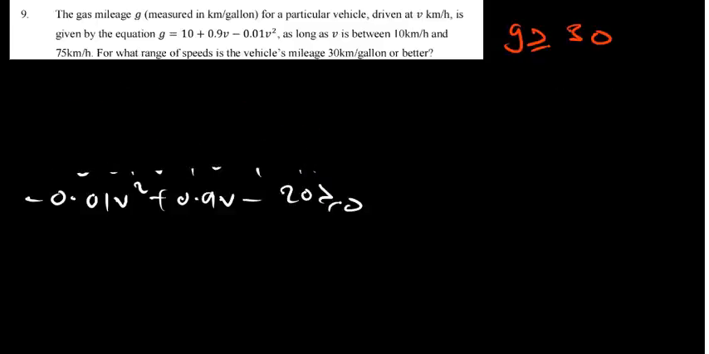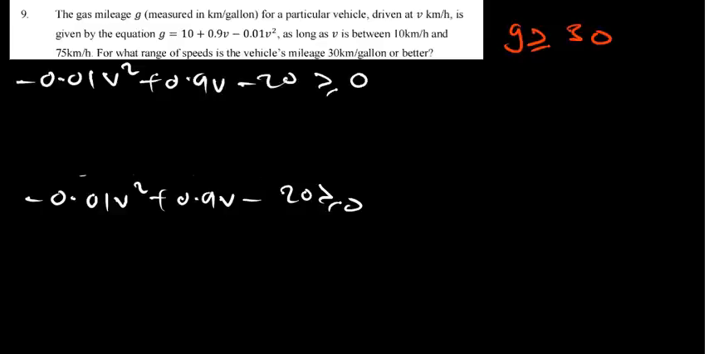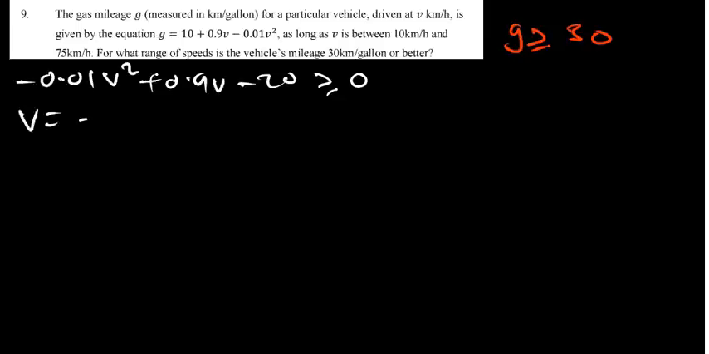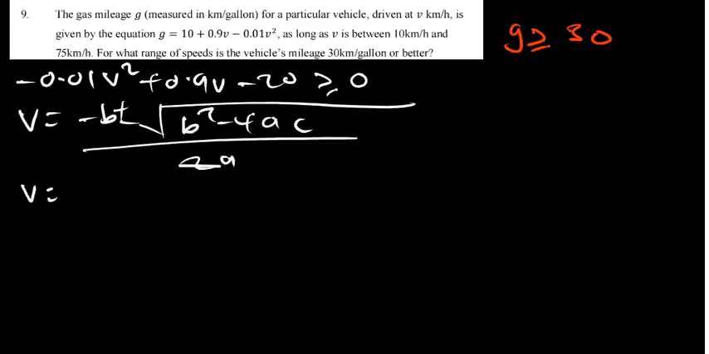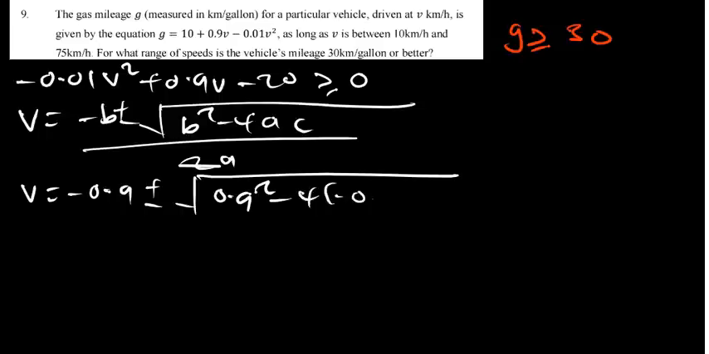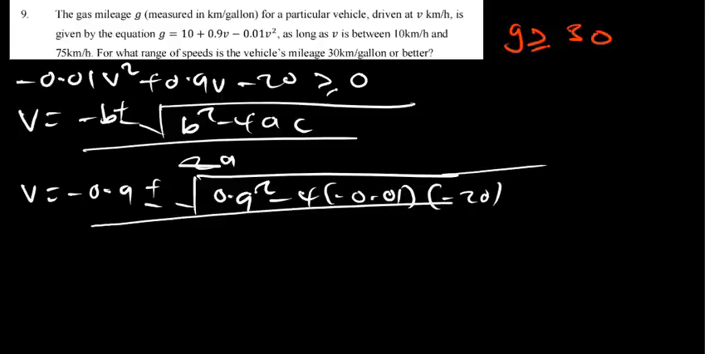So I'll use this now to find the value of V. Negative 0.01V squared plus 0.9V minus 20 greater than or equal to 0. Now we are okay, right? Our formula is V equal to negative B plus or minus the square root of B squared minus 4AC, over 2A. So V will be equal to negative 0.9 plus or minus the square root of 0.9 squared minus 4 times A, which is negative 0.01, times C, which is negative 20. I'll divide this by 2 times negative 0.01. Let me know if I've made a mistake. Are we okay there? Do you have anyone who is behind?